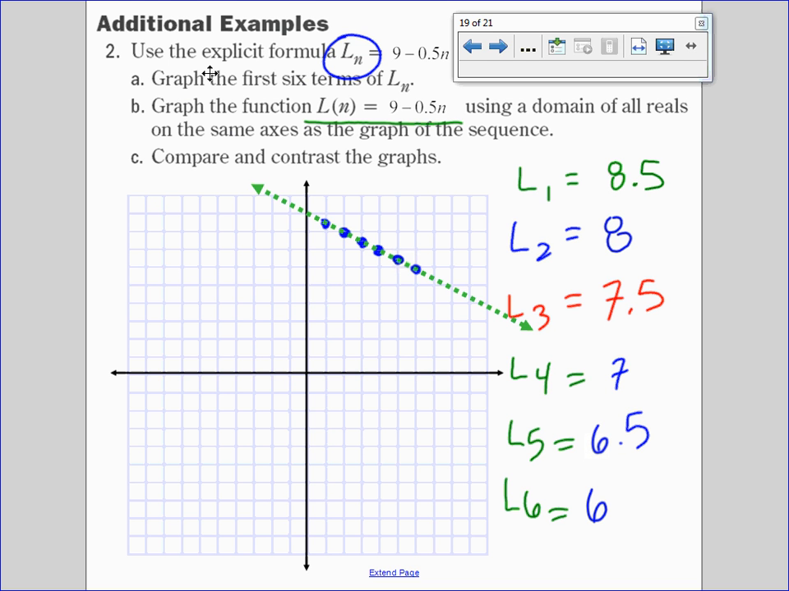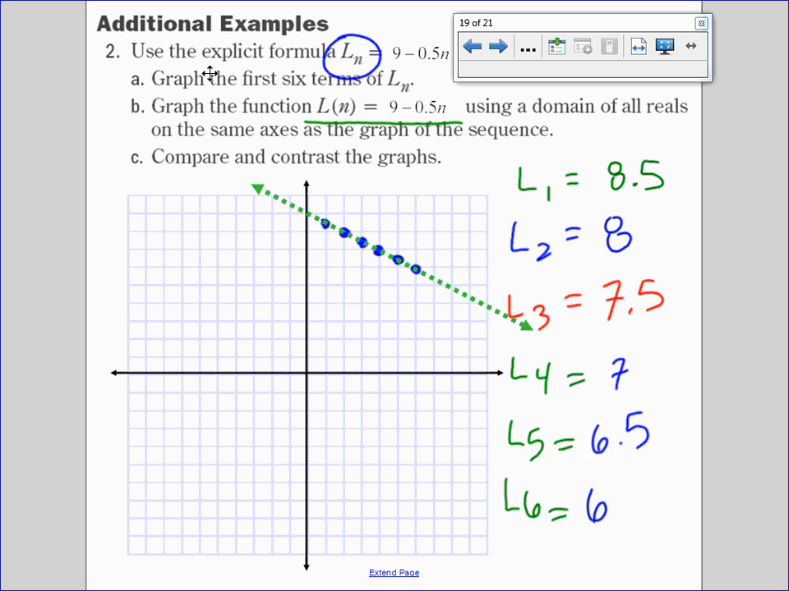Okay, let's compare and contrast the graphs. A sequence is a discrete function. Its graph consists of isolated, disconnected points. A continuous function connects an infinite number of points. Both of them adhere to the same linear relationship. However, the continuous function contains an infinite number of points that are connected. The sequence contains an infinite number of points that are disconnected. And that's how I remember that it's a discrete function, because its graph is disconnected.